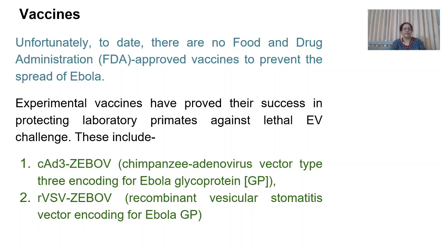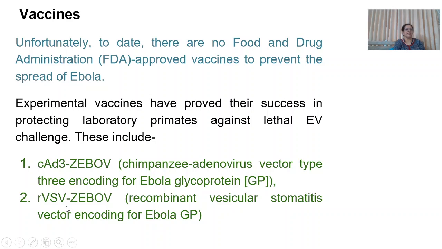Whatever vaccines are developed against Ebola, they are not approved by the FDA to prevent spread of Ebola. Experimental vaccines are available and have proved their success in protecting laboratory primates against lethal Ebola viruses. These include CAD3-ZEBOV, which is a chimpanzee adenovirus vector type 3 encoding for Ebola glycoprotein, the first vaccine. This is the most promising vaccine.